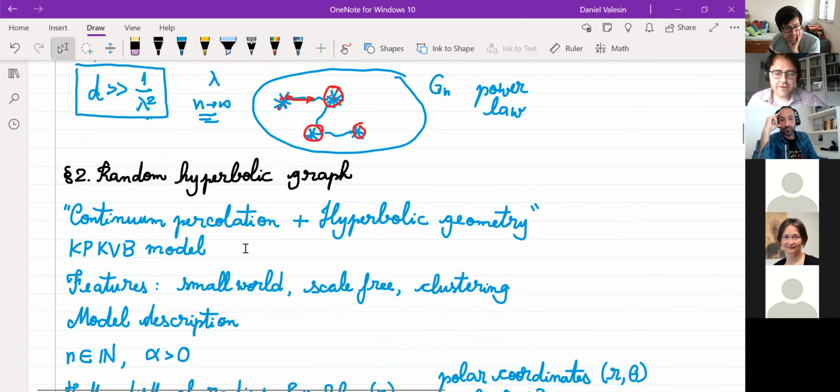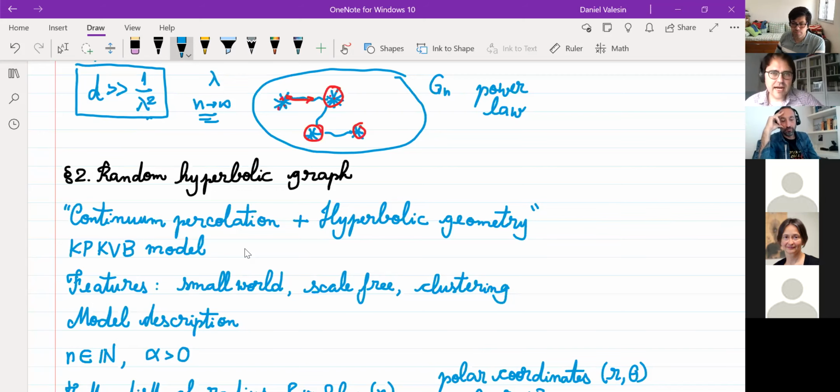This is kind of a sentence to say what it's about. It's about continuum percolation, meaning percolation between nodes of a Poisson point process, but in a setting that is not given by Euclidean geometry, but by hyperbolic geometry. And this is a random graph model that was introduced by Krioukov, Papadopoulos, Kitsak, Vahdat, and Boguñá, something like maybe 12 years ago, if I'm not mistaken.